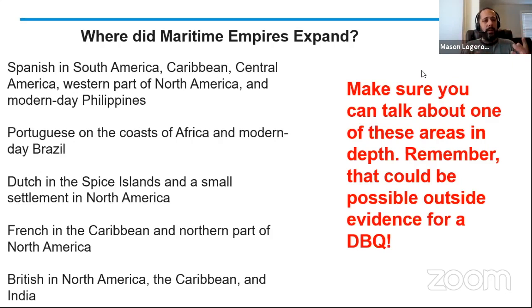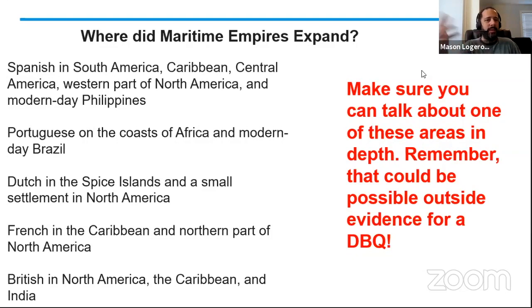But beyond that, you don't need to know every single detail about all 5 of these countries and their new empires. In fact, what I would suggest is spend some time doing a deep dive of one of them. You pick one, whichever one you're interested in, and know that one really, really well, because that could possibly be outside evidence for the DBQ.